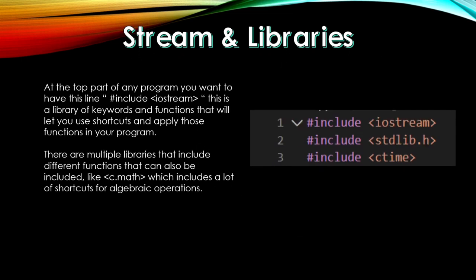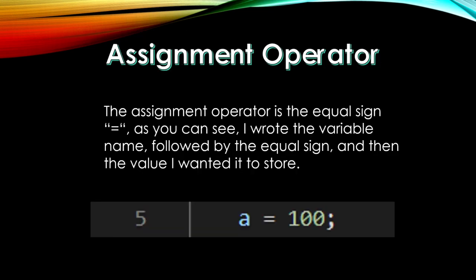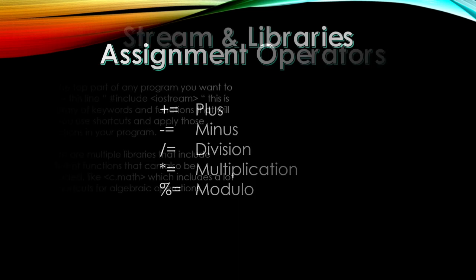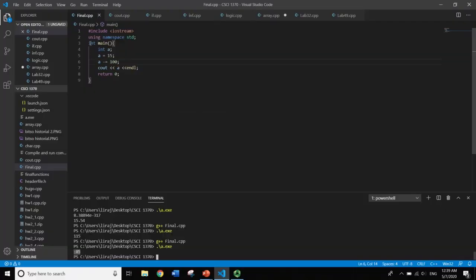Streams and libraries. At the top part of any program, you want to have include iostream, which is a library of keywords and functions that will let you use shortcuts and apply those functions in your program. Without this, we could not use any of the variable types, any of these things. We could not use integer, we could not use main.